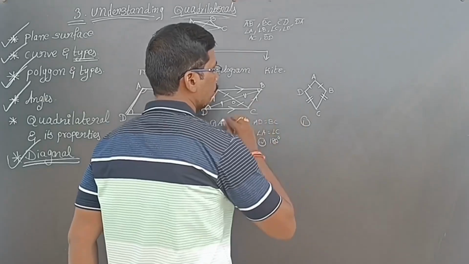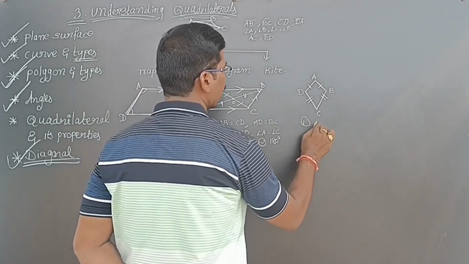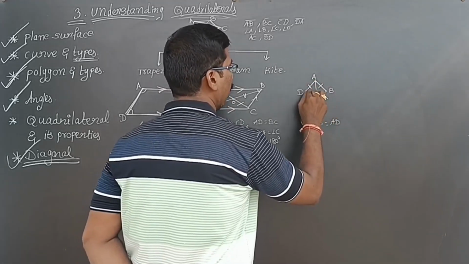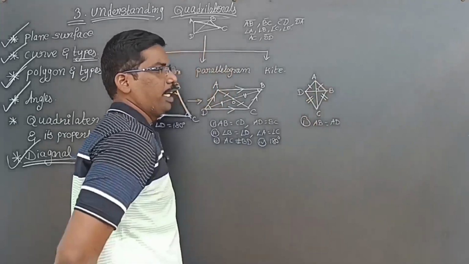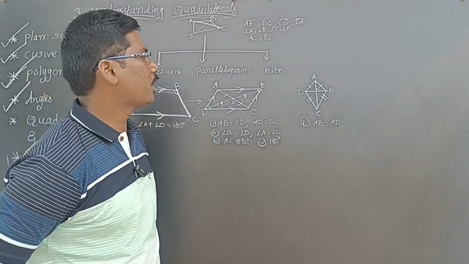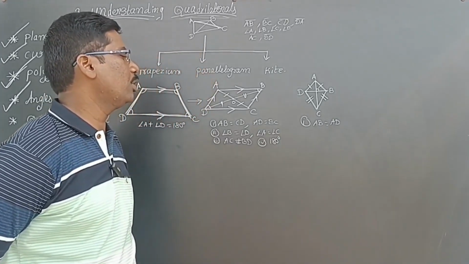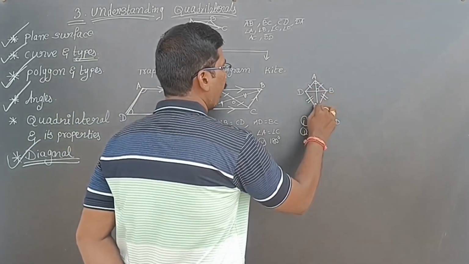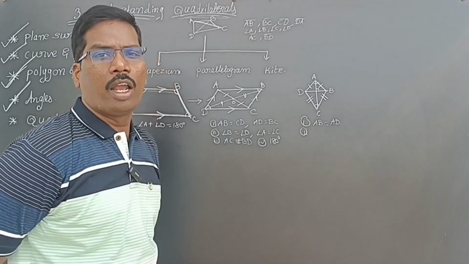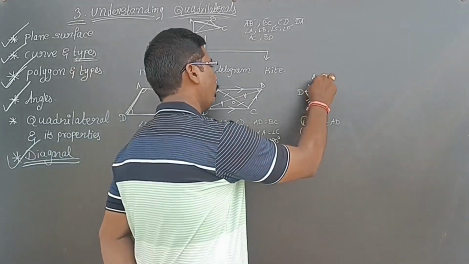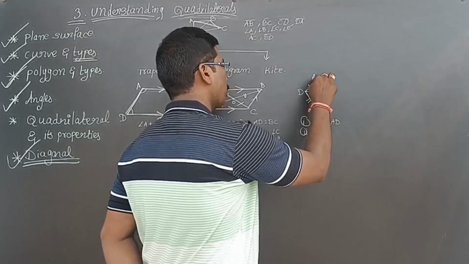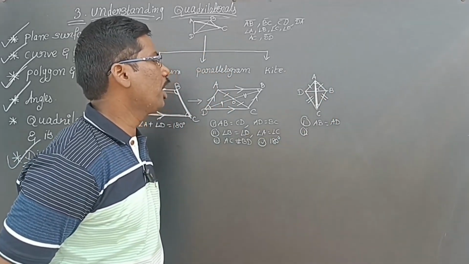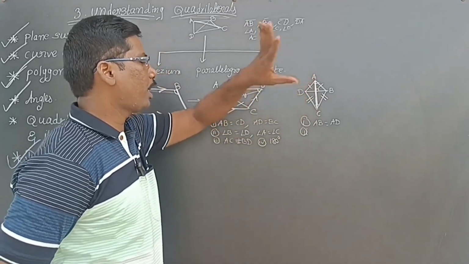So what are the kite properties? Two adjacent sides are equal, meaning AB is equal to AD. Diagonals are perpendicular to each other. Next, on the main diagonal, opposite angles are equal. So the diagonals are perpendicular to each other and adjacent sides are equal. These are the properties of the kite.